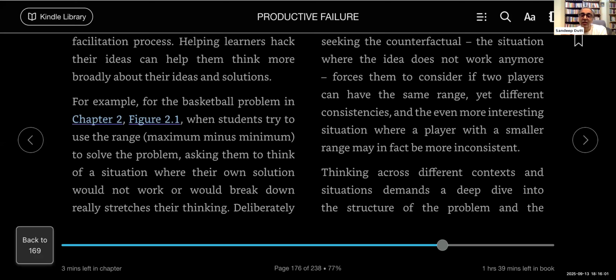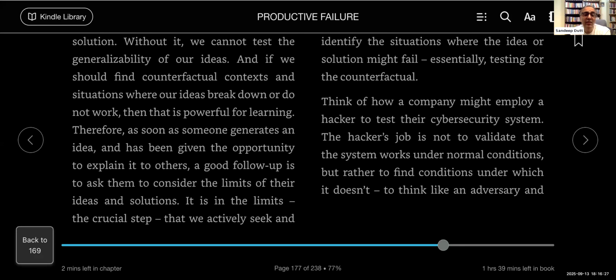Thinking across different contexts and situation demands a deep dive into the structure of the problem and the solution. Without it, we cannot test the generalization of our ideas. And if we find counterfactual contexts and situations where our ideas break down or do not work, then that is powerful for learning. Therefore, as soon as someone generates an idea and has been given an opportunity to explain it to others, a good follow-up is to ask them to consider the limits of their ideas and solutions. It is the limits, the crucial step.